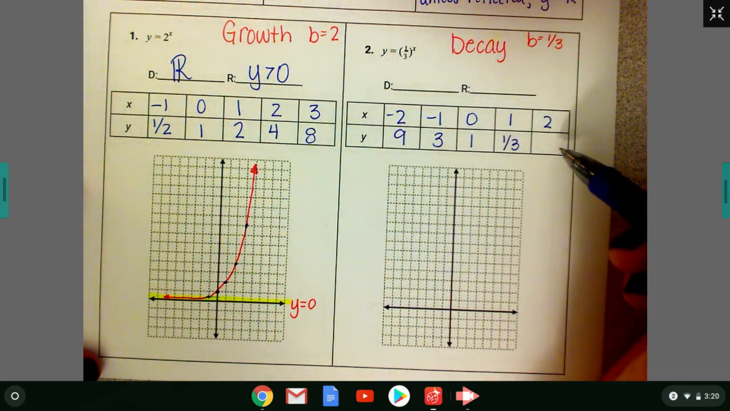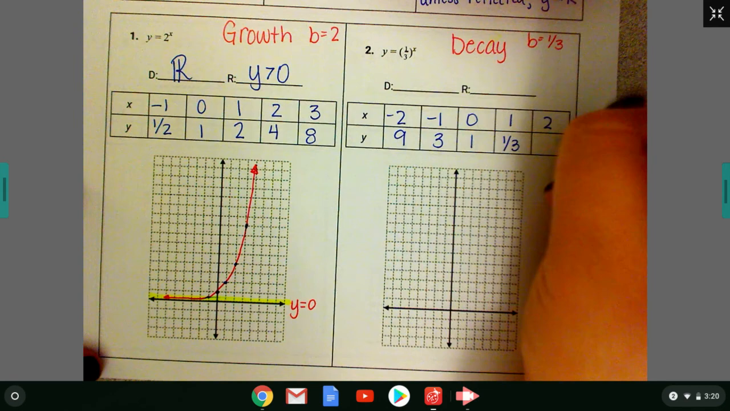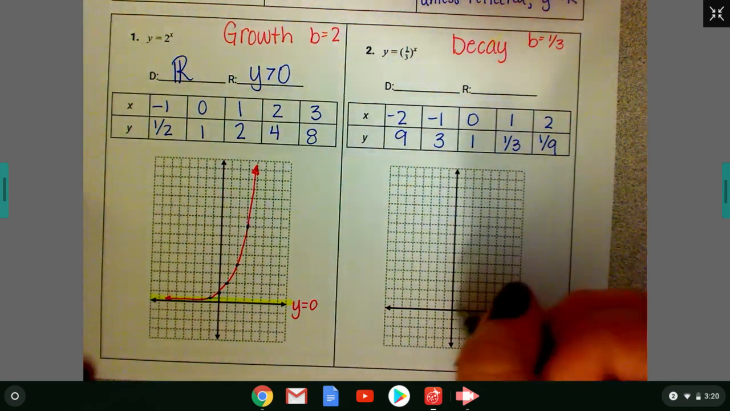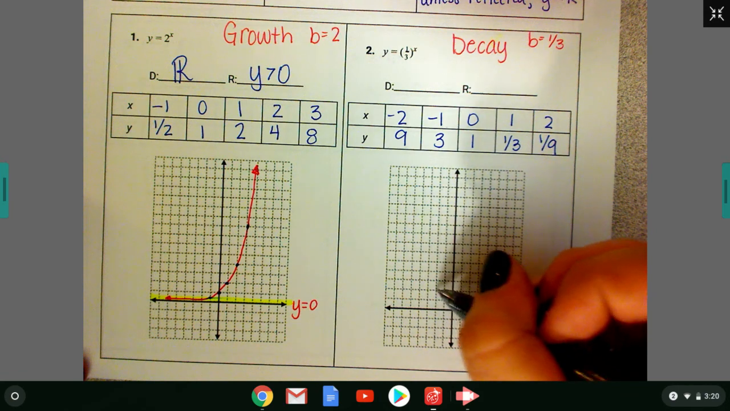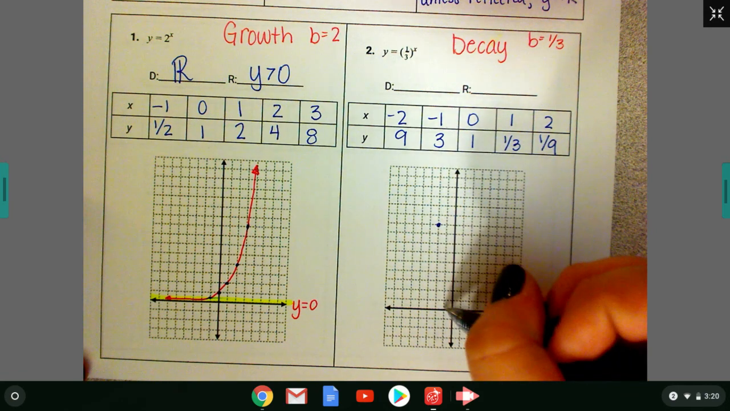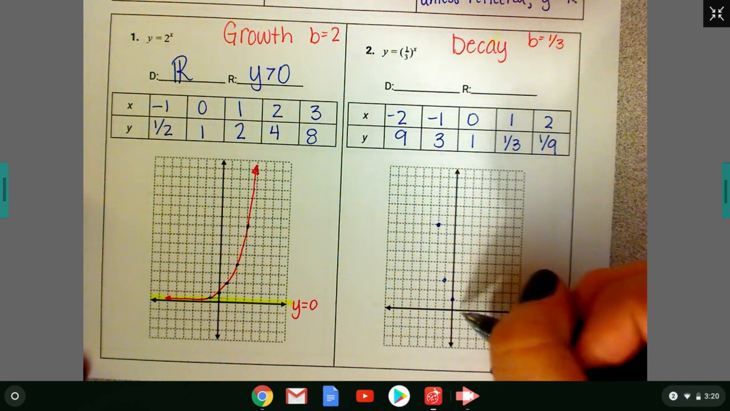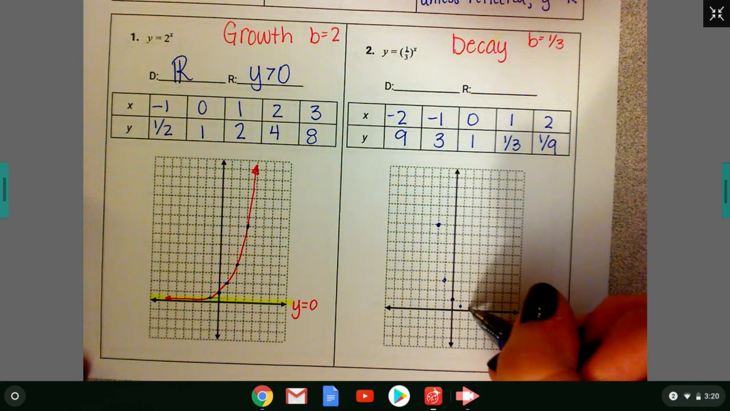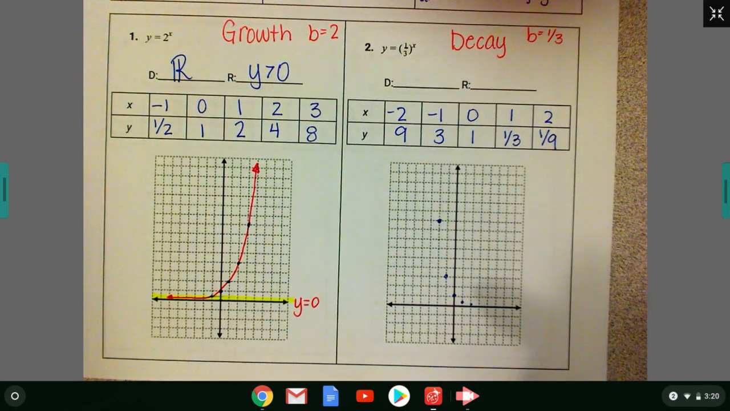Lastly, 1/3 to the second is 1/3 times 1/3, so that's 1/9. So there we go. We've got our points. So -2, 9, -1, 3, 0, 1, 1, 1/3, and then 2, 1/9. That's just getting really close to the line. I don't really care what decimal equivalent 1/9 is. The next one would have been 1/27.